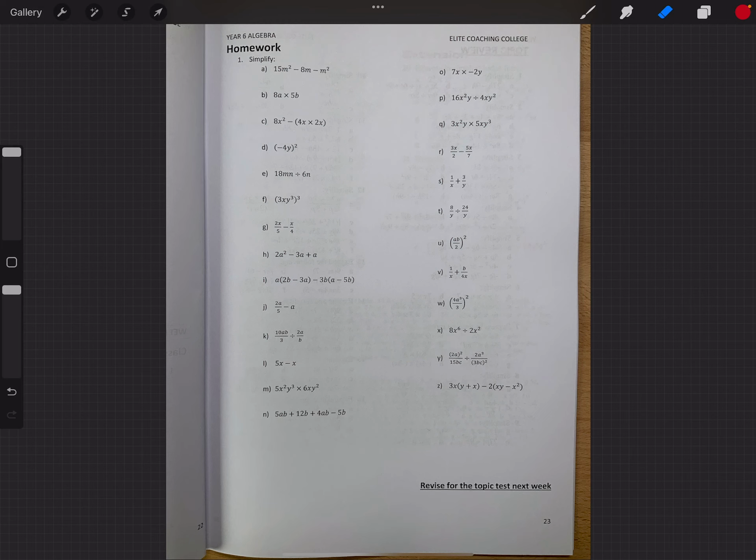Next one. When we cube this, we're going to cube each individual part. So we're going to cube that, cube that, and then cube that. So you're going to say 3 cubed, and then cube the x, so x cubed, and then cube the y cubed. So that's y to the 9. And that's going to give you 3 cubed is 27. Actually, I'll write it here, 27, x cubed, y to the 9. And that's the answer there.